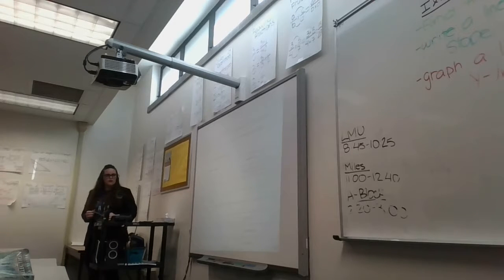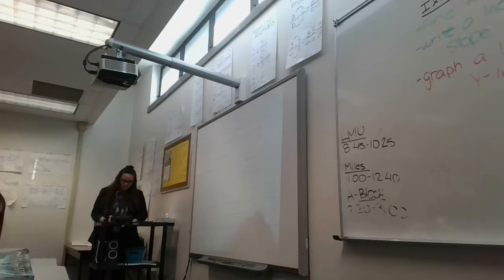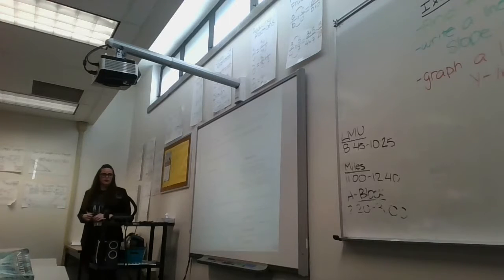Number 2, 7.34 times 10 to the 9. Go ahead, Victoria. 734000000. How many zeros? 7. 7 zeros. 1, 2, 3, 4, 5, 6, 7. Yes, that one gets 7 zeros because we need to move this over 9 times to the right because it is a positive exponent.